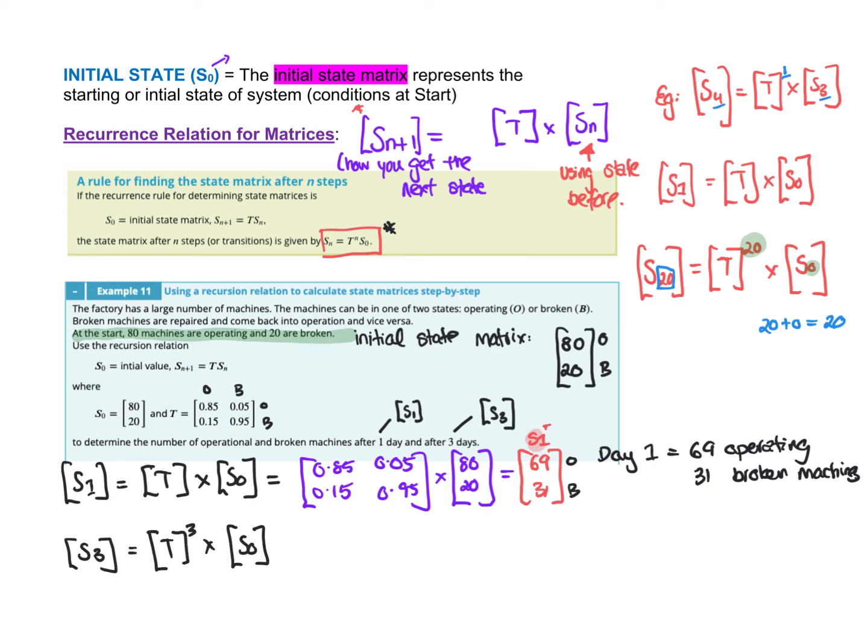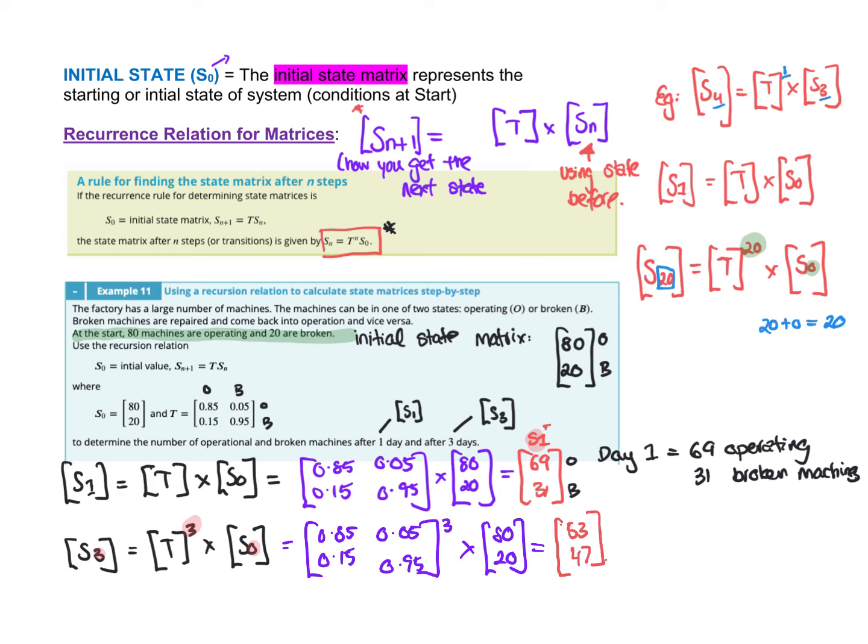Now I'm going to say to the power of 3, because then I know those two numbers add up to 3, which is what I want. So into the calculator, I'm going to type up this matrix again, put it to the power of 3 and times it by the original initial state, and then I'll get my answer. With my answer, I've got decimals, so I'm going to round it to 53 and 47.